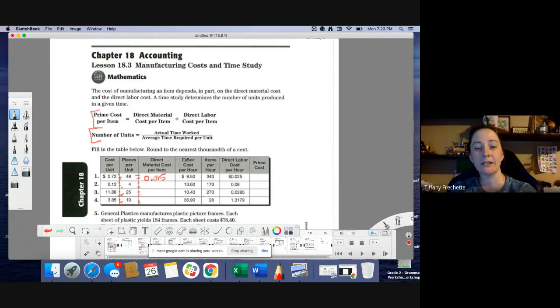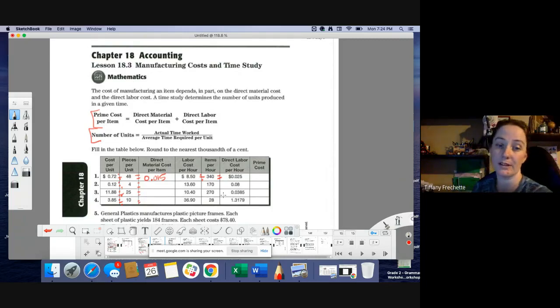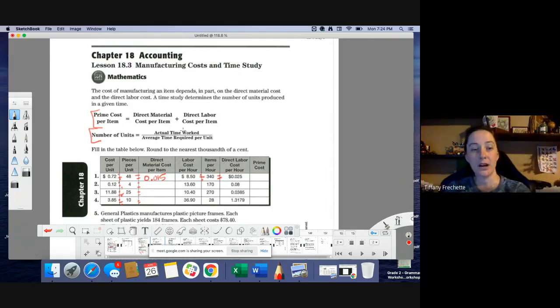And then we have the labor cost per hour is $8.50. Items per hour, 340. So direct labor cost per hour is 0.025. So they went ahead and did this division for you and gave you this column. They're not necessarily going to do that on all of these, but they did that piece for you on this one. And then the prime cost is this first formula they gave us up here.